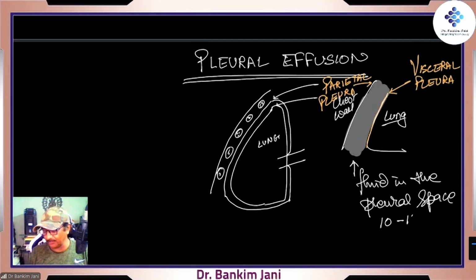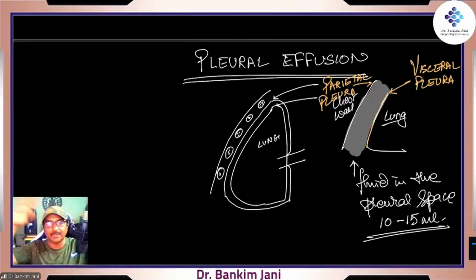It is 10 to 15 ml. That's it. Hardly 3 teaspoons. 1 teaspoon is about 5 ml. So hardly 3 teaspoons. But that's it. That much fluid is covering the entire lung. So you can imagine how thin it is.